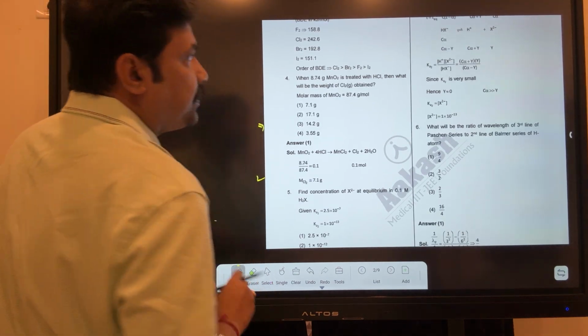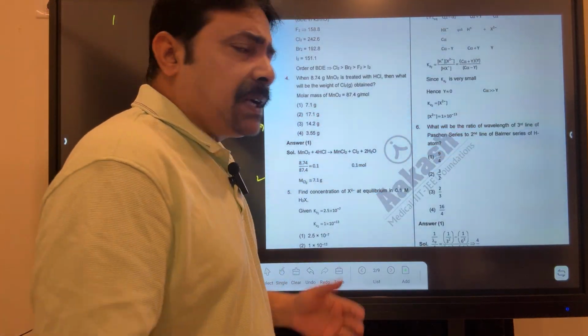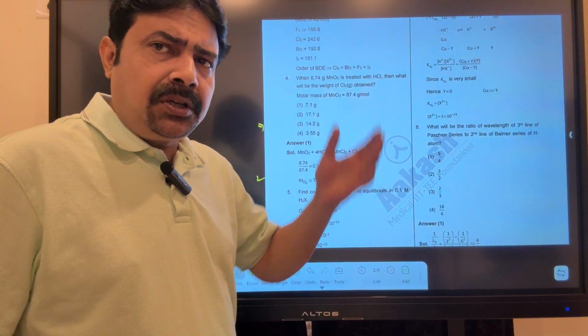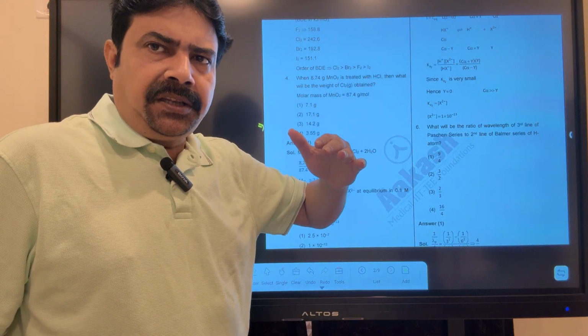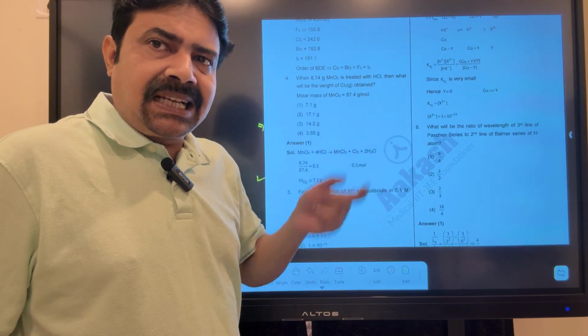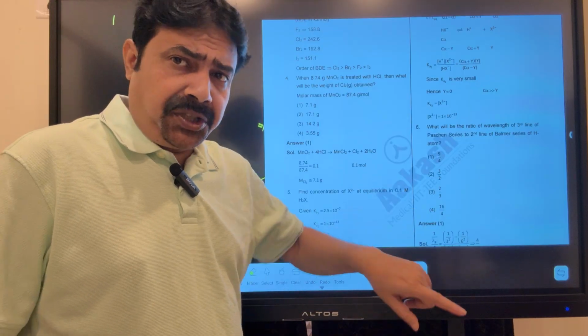Now look at what will be the wavelength of the third line. Third line of the Paschen series, meaning Lyman, Balmer, Paschen. Whenever an electron comes from a higher energy orbit to the n equals 3 orbit, that is the Paschen series. First line means 4 to 3 transition. Second line means 5 to 3 transition. Third line means 6 to 3 transition.